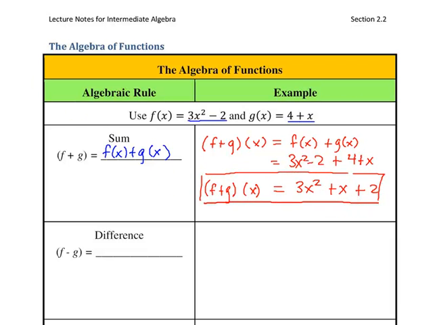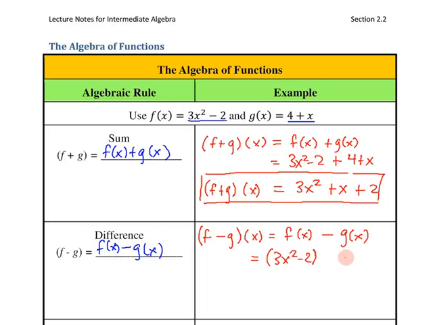The difference, similarly, would just mean to take the difference of the two functions. So I would go through the exact same procedure again. That f minus g as a function of x is f of x, the function, minus g of x, the function. So that's 3x squared minus 2 minus 4 plus x. Now I'm careful to put the parentheses around it this time because I need to distribute the minus sign to each term here. That's just like a minus times this, so there's a distribution rule.